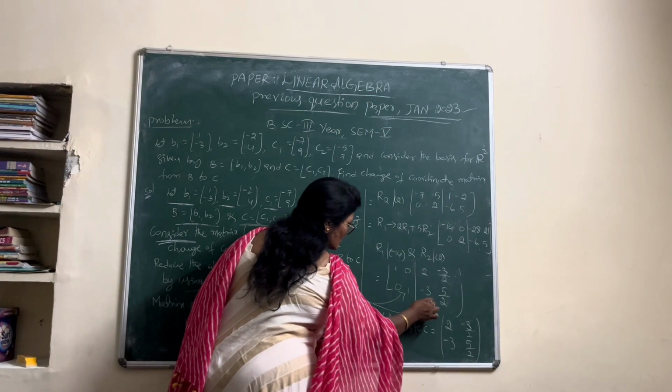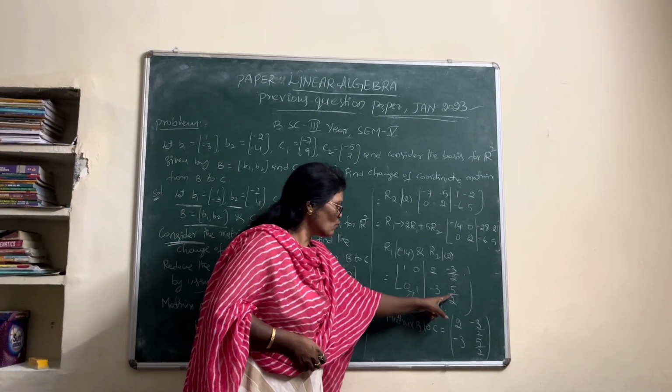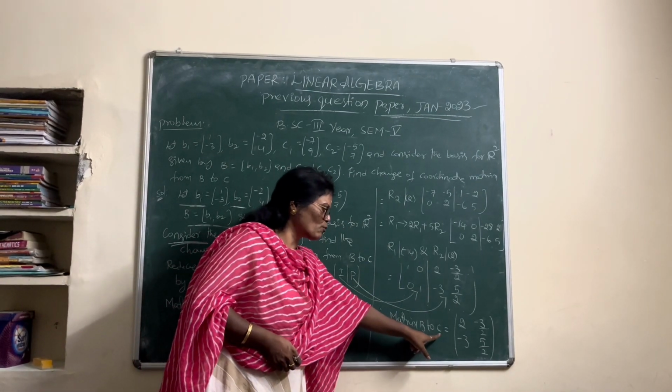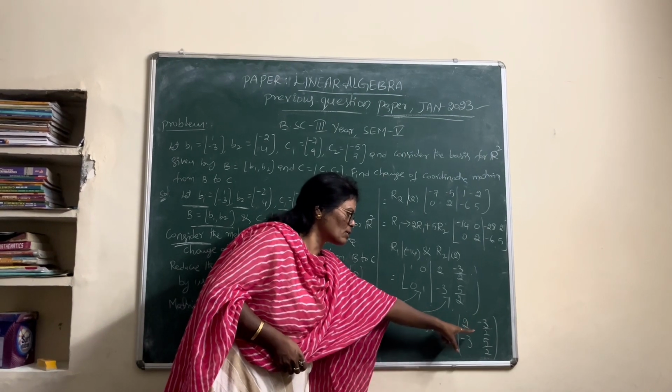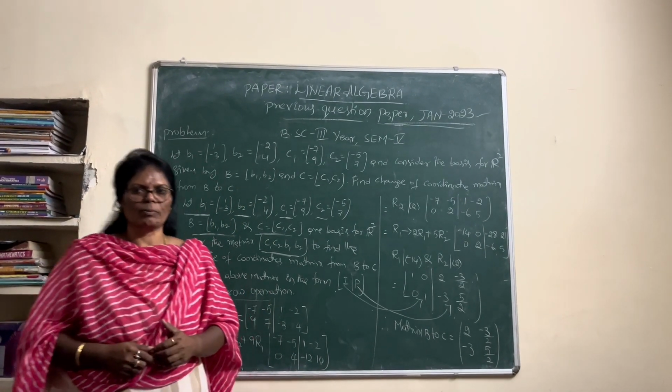Here P is nothing but the normal form: 2, minus 3 by 2, minus 3, 5 by 2. This is the change of coordinate matrix from B to C. Okay, note this one.